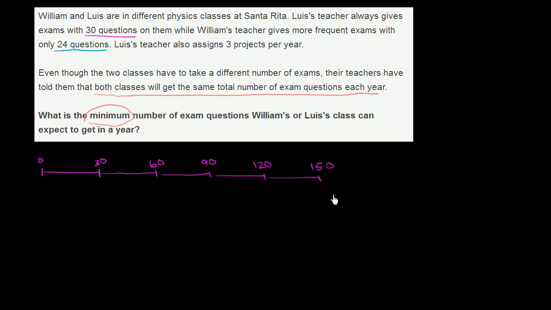So this is probably a hint of what we're thinking about. We're looking at multiples of the numbers. We want the minimum multiple, or the least multiple. So that's with Luis. Well, what's going on with William?